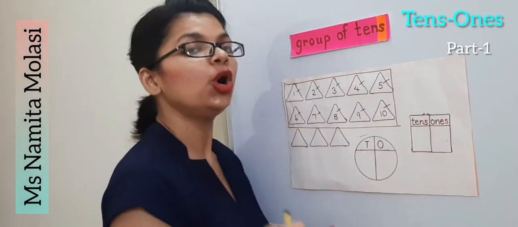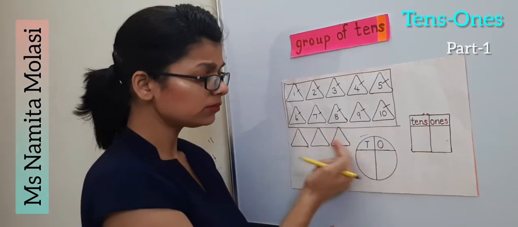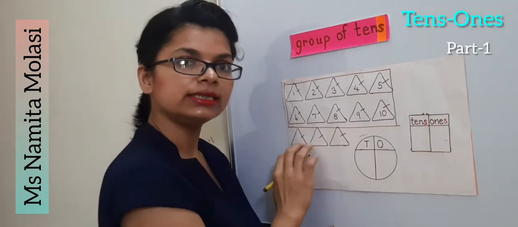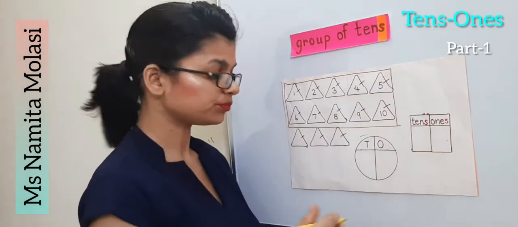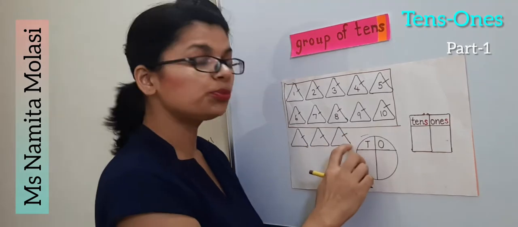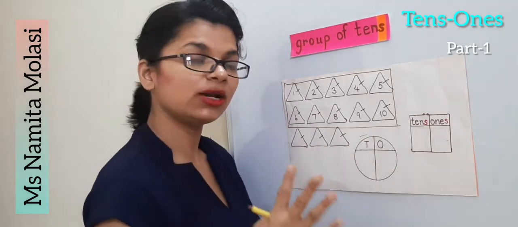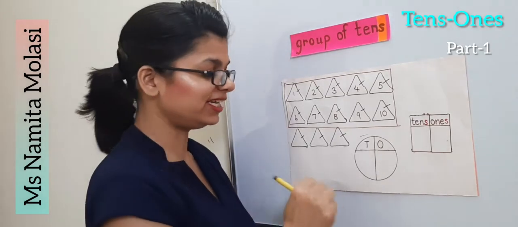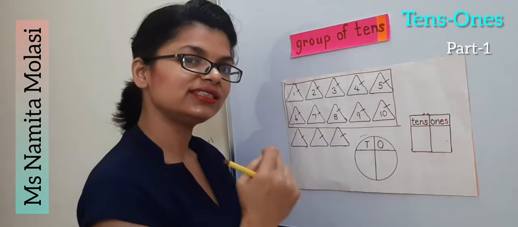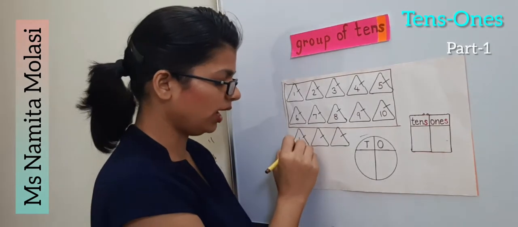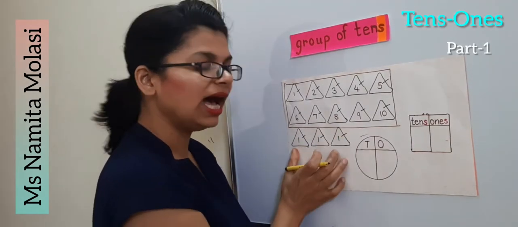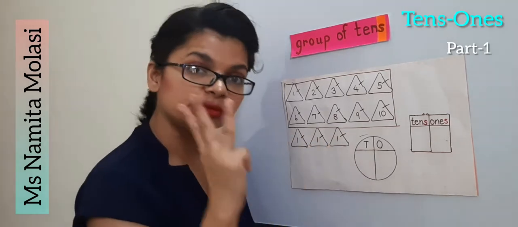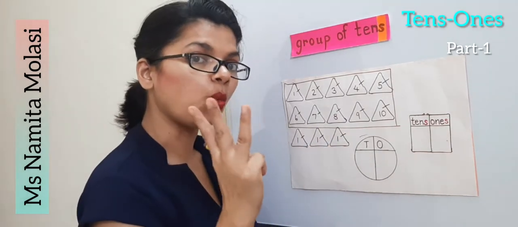Let's try to find more groups of 10. Let's count them. 1, 2, 3. These are only 3. So you see, we cannot put them in a group of 10 because they are only 3. So what we'll do, we'll count them as 1, just as 1 unit. So these are 1, 1, 1. How many 1s do we have? We have 1, 2, 3. We have 3 ones.